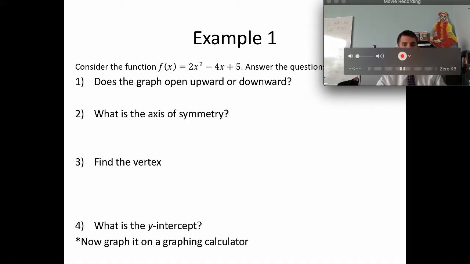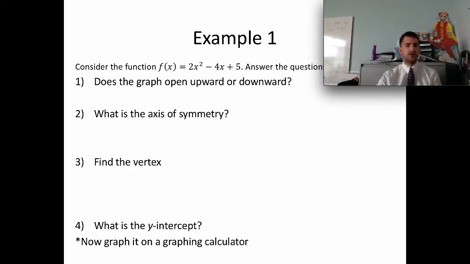Okay, for example 1, we're asked to consider the function f of x equals 2x squared minus 4x plus 5 and answer the following questions. The first thing it asks us is, does the graph open upward or downward? Maybe before we do that, we should identify what the letters A, B, and C are. So A equals 2, B equals negative 4, and C equals 5. These are going to come in handy in just a second.